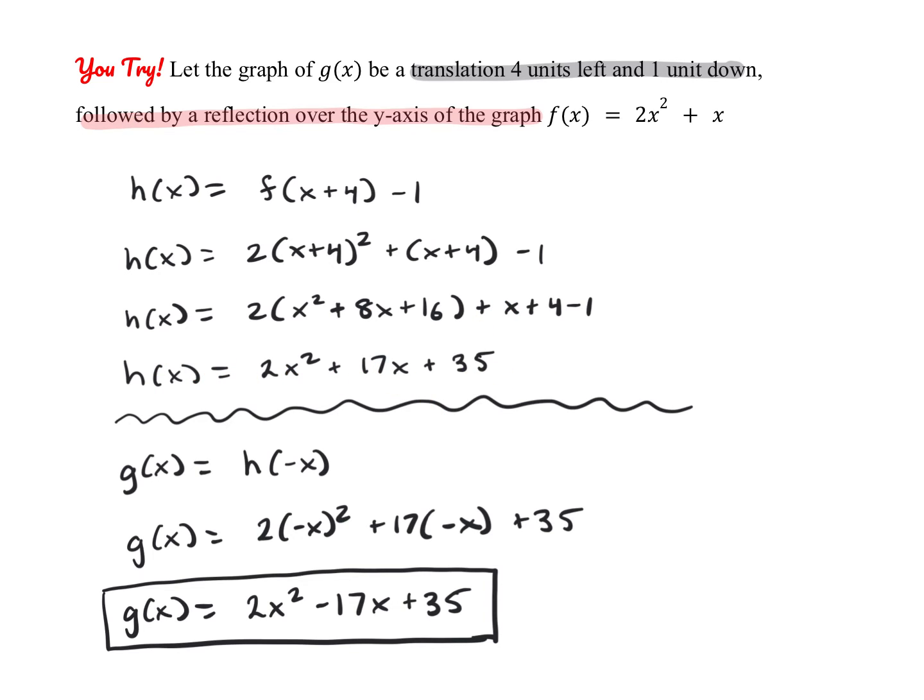And then I need to reflect it over the y-axis. So that would be taking h of x and multiplying the x by negative 1. So g of x is h of negative x. So notice I replaced all of my x's with negative x, and then I simplified to get my final answer.